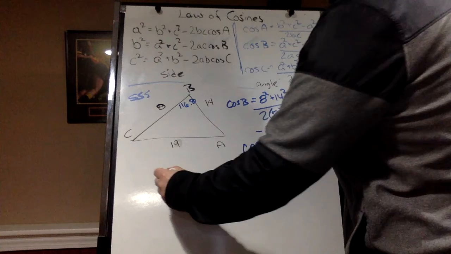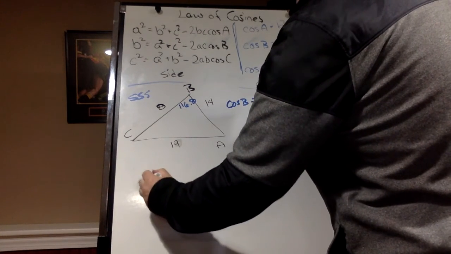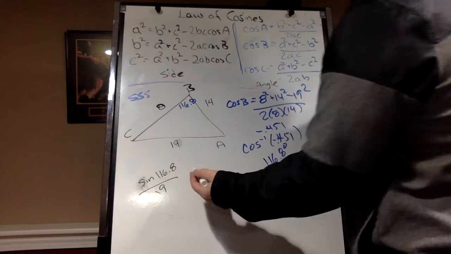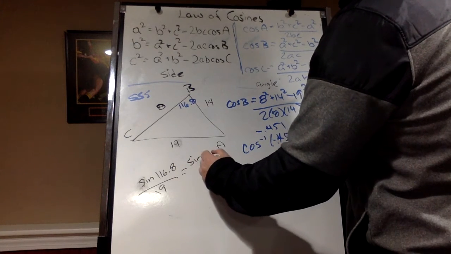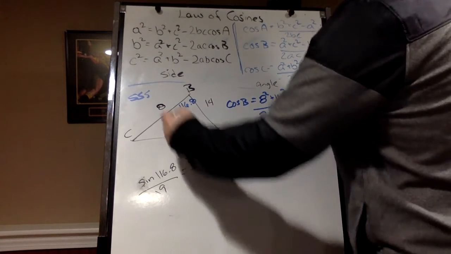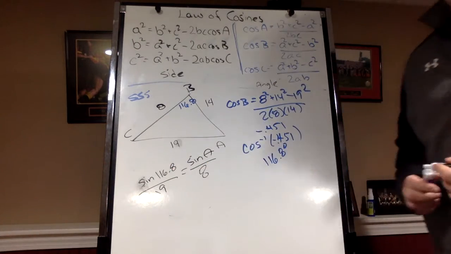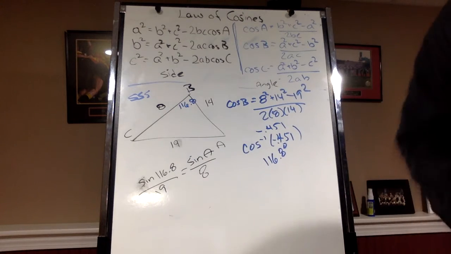So if you notice, we're going to look for an angle. So we could have sine of 116.8 over 19 equals, whichever one we want. We can go sine of A over 8, multiplied by the 8. Do out the math, inverse sine, bam. You have that. I don't need to do that for you. You guys can work on that on your own.